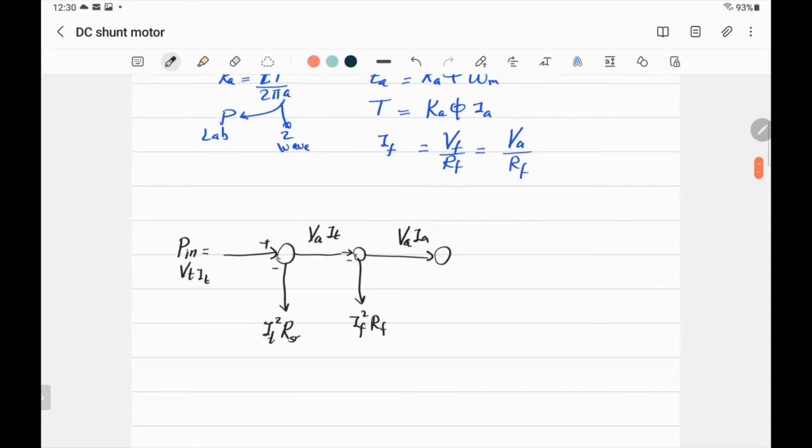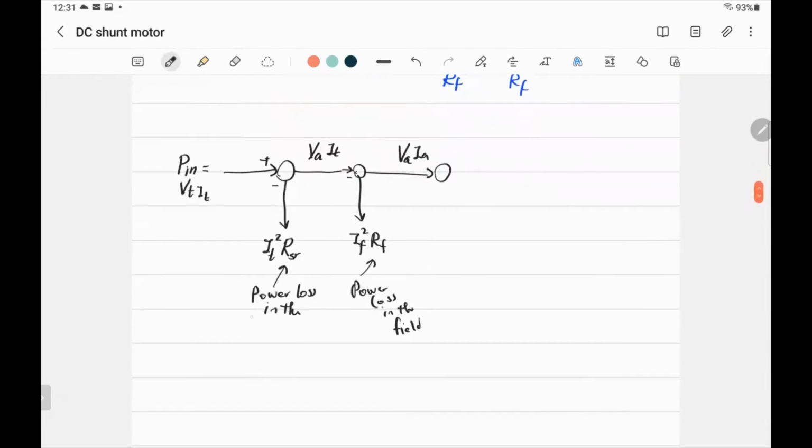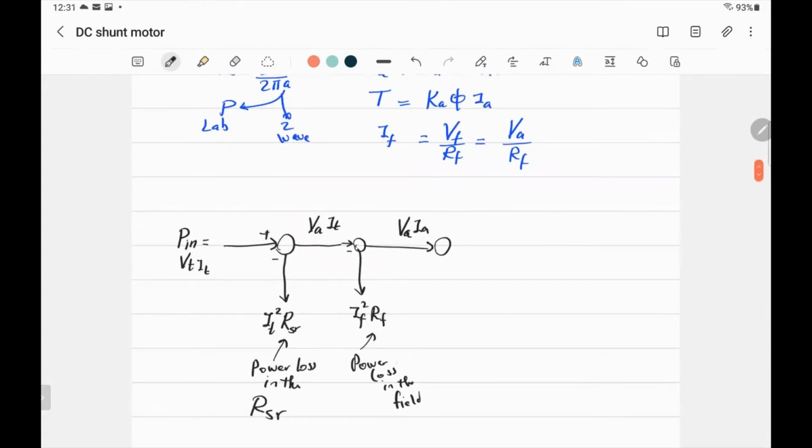This is the power loss in the field, the first one. And this one, IT squared RSR, is the power loss in the series resistor, or starting resistor, that's used for starting. So if you subtract the power loss in the field, you have VA IA. That's the total power in the armature.